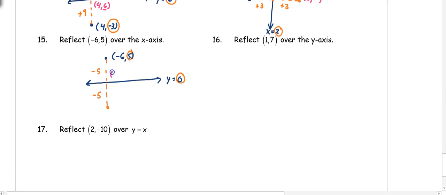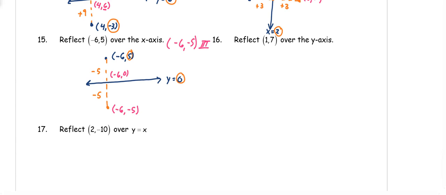So when I subtract 5, I get negative 6, 0. Subtract 5 again, I get negative 6, negative 5. So my point would be negative 6, negative 5, because they're both negatives. This is in the third quadrant.